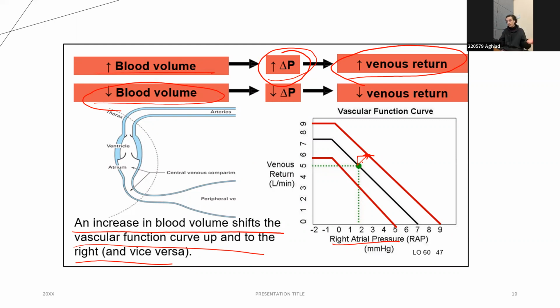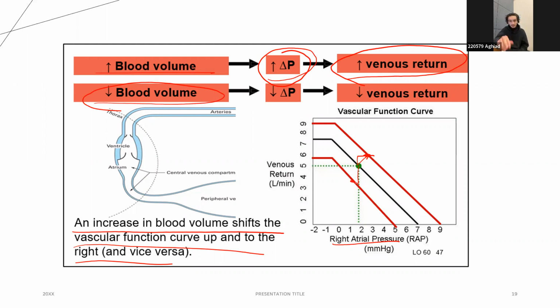So ways we can increase blood volume, there are myriad of ways, but we can infuse IV saline solution. That increases the blood volume, and you'll see that even in emergency cases, to infuse saline. And then it says vice versa. If we decrease the blood volume, it goes down and to the left. So anything that has to do with blood volume, you'd expect the venous function curve to move either up or down, left or right, in a parallel manner. Is that clear?